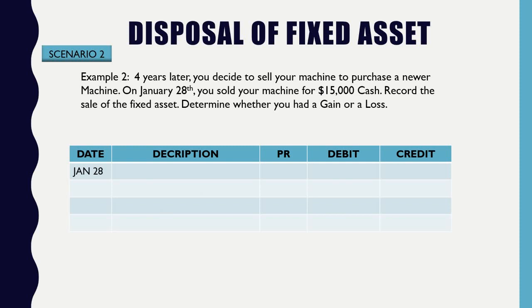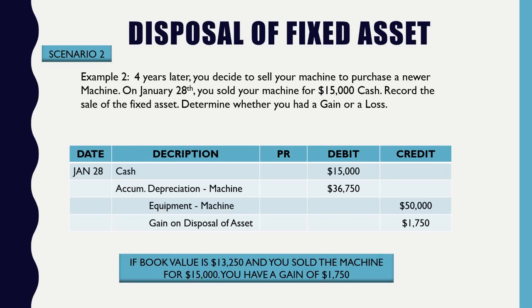So let's do another example this time. It's the same asset, 4 years later, but this time you sold it for $15,000 cash. Once again, when we take a look at our journal, we recognize that my asset was $50,000, and I got $15,000 cash. My accumulated depreciation was $36,750, which at the end of the 49th month left me with a book value of $13,250. But I sold it for $15,000. So how much money did I gain out of that? I gained $1,750.